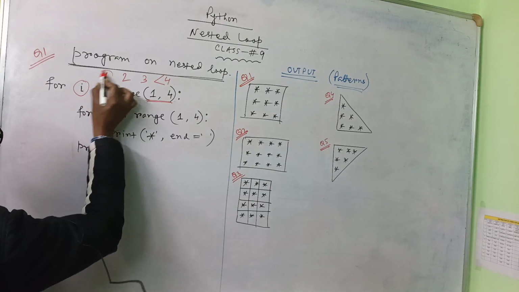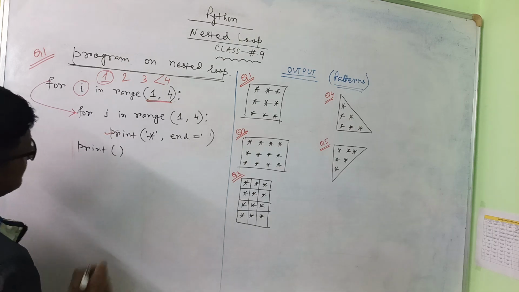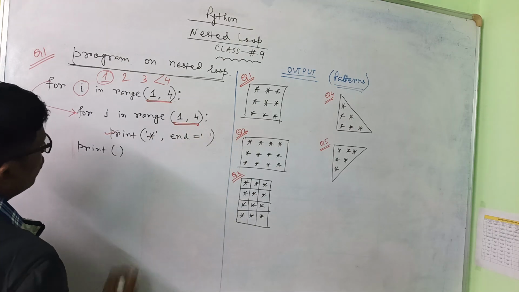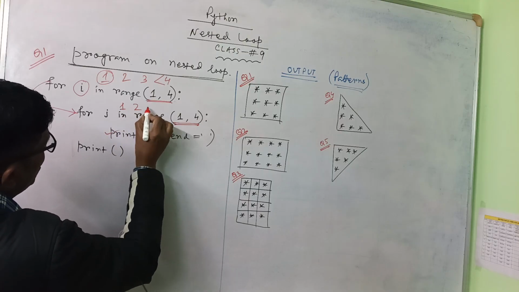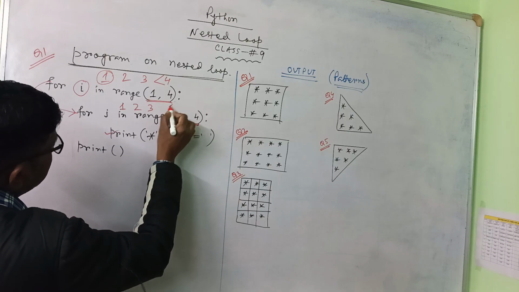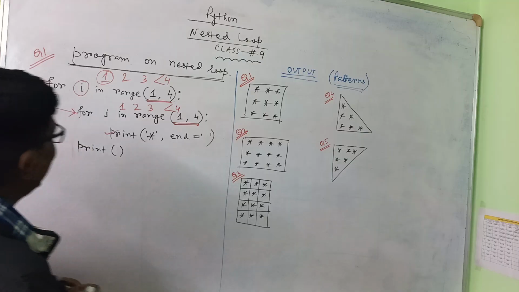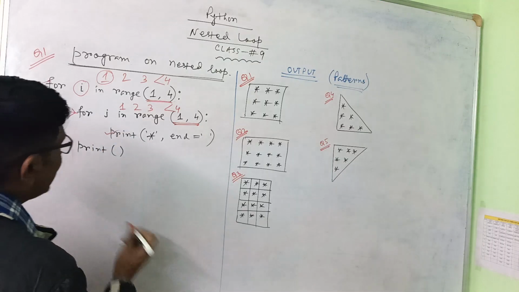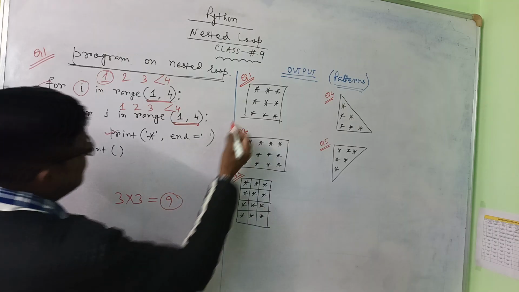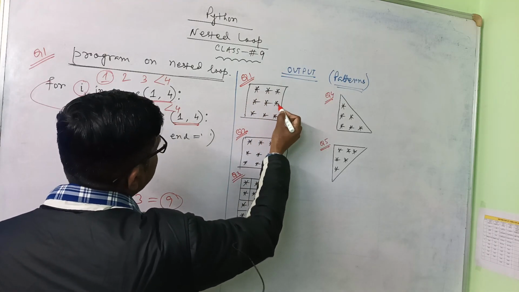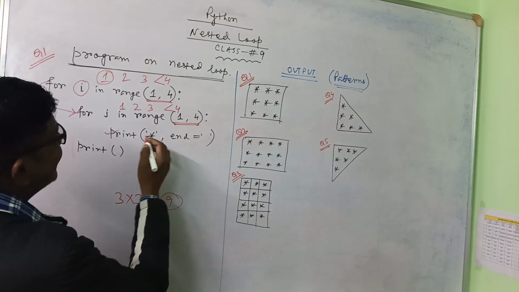Whenever I is 1, you come here, and the J counter, you see, I have given 1 to 4. Means J starting value is 1, then 2, then 3. It is also 4, means less than 4. So the outer loop will work 3 times. The inner loop will work 3 times. That means 3 into 3, 9 times. So 9 characters will be printed: 1, 2, 3, 4, 5, 6, 7, 8, 9. So the inner loop will work 9 times.